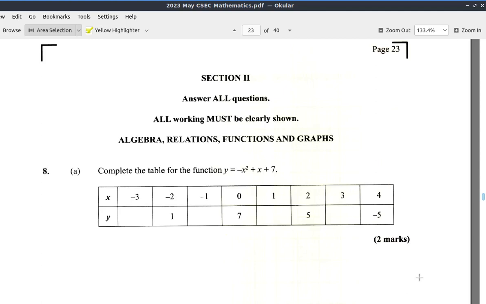CSEC Mathematics May 2023, Paper 2. We're at question 8.